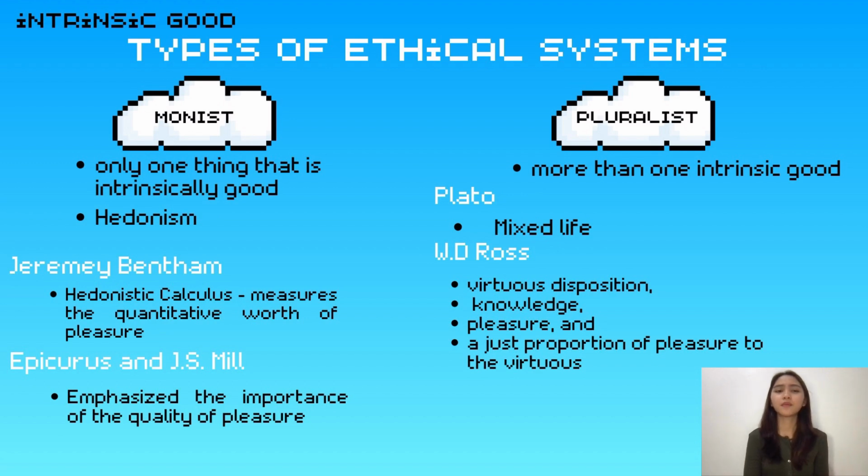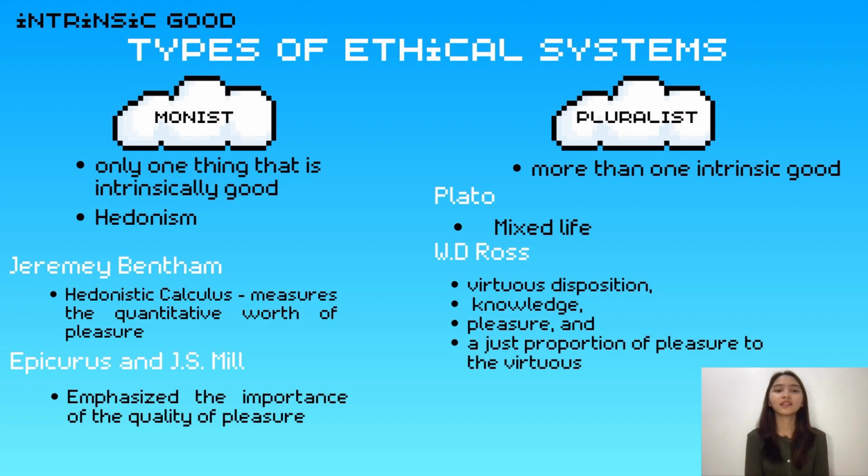Hedonistic calculus measures the quantitative worth or value of pleasures, and he believed that the quality of pleasure is unimportant because there is only one kind of pleasure. Furthermore, Epicurus and J.S. Mill believed that there is a higher form of pleasure than what Bentham emphasized. Hence, they attempted to highlight the quality of pleasure in terms of physical, intellectual, and spiritual.